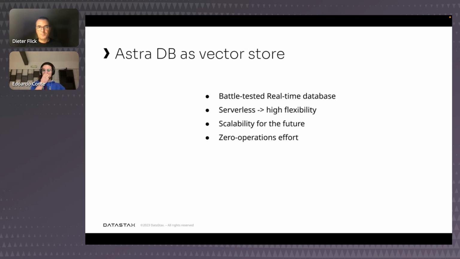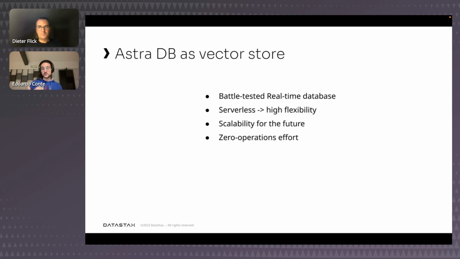Then Astra DB is a great product, and it's one of the easy choices if you need to choose a vector database, because at least for us, it provided a real-time database based on Cassandra, so battle tested, and that's okay. Everyone knows Cassandra. Everyone knows what Cassandra is used for. Then it's serverless, and it provides you high flexibility. So today you can try an MVP. It may work, and you can scale. If it doesn't work, you switch to another MVP, another product, another proof of concept. So serverless gives you really high flexibility.